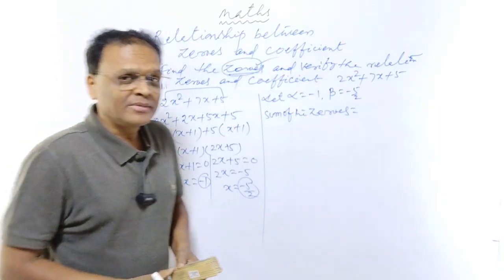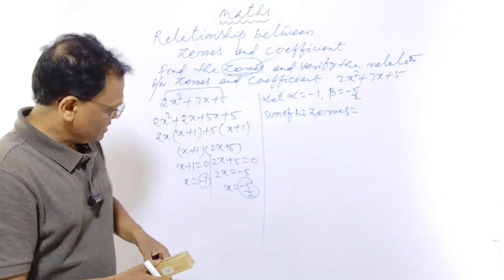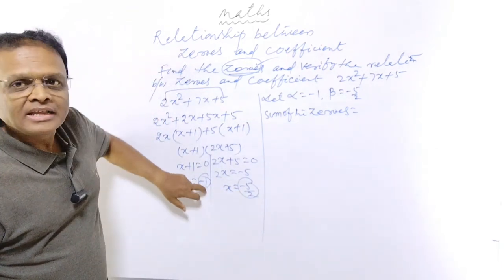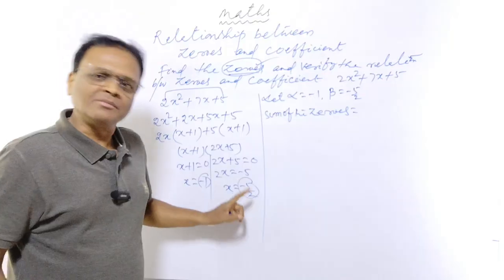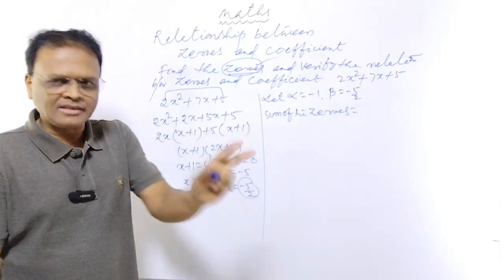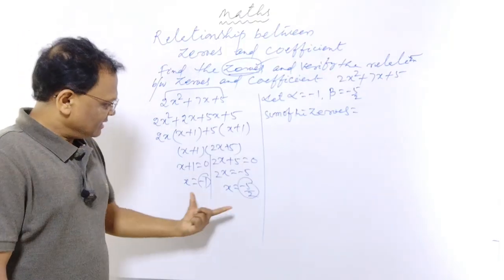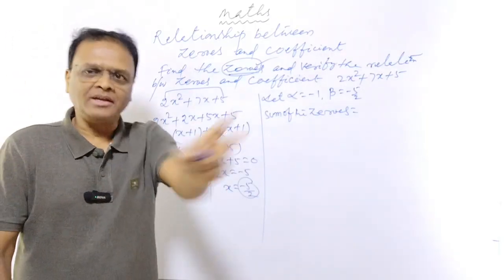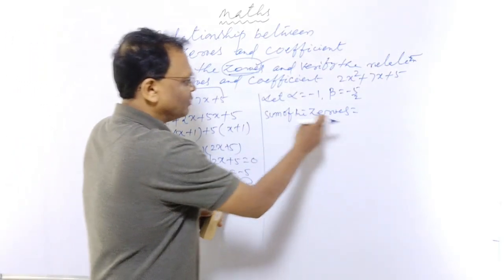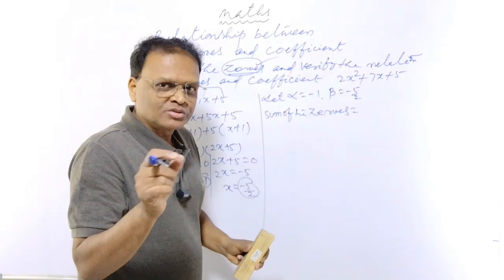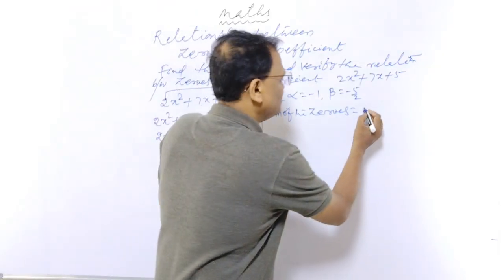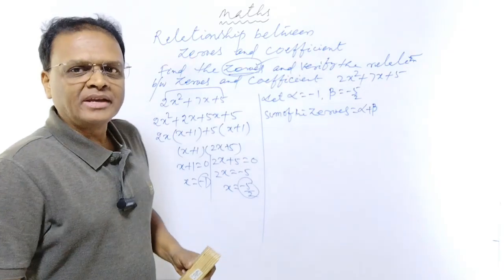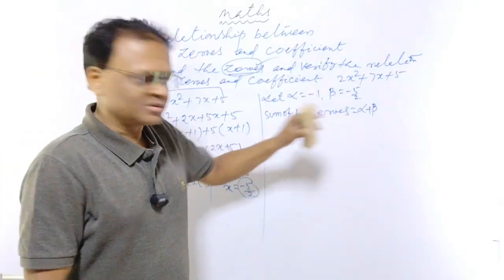So zeros, actually what have I taken? Again I repeat. This value of x, what I got? This one I take as alpha and this one I take as beta. This alpha beta is nothing, no headache. The x values you got, one you take as alpha and one you take as beta, always. So sum of the zeros means these two zeros I have to add. So symbolically I can write like this also: alpha plus beta. This is called the sum of the zeros.